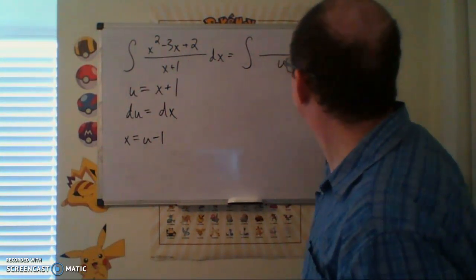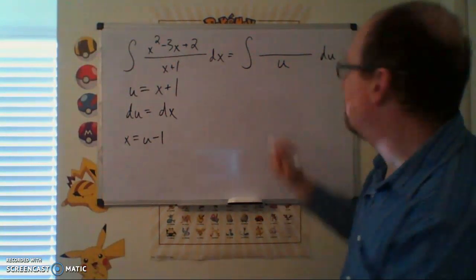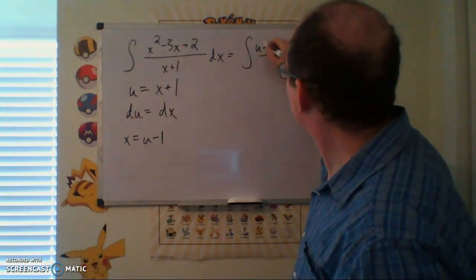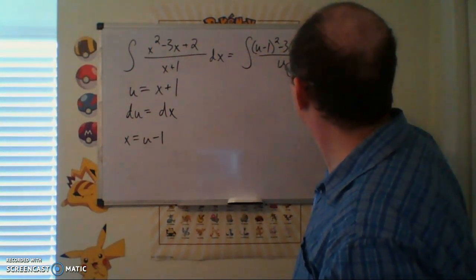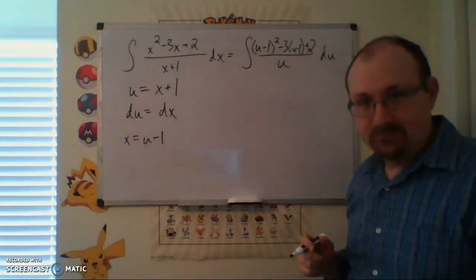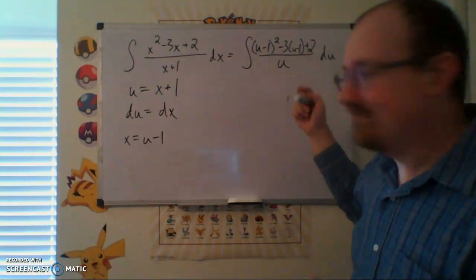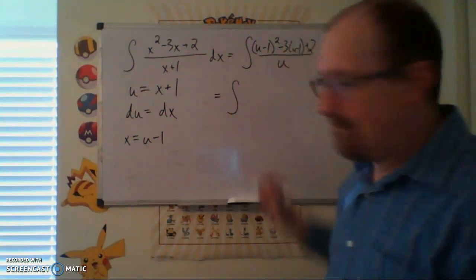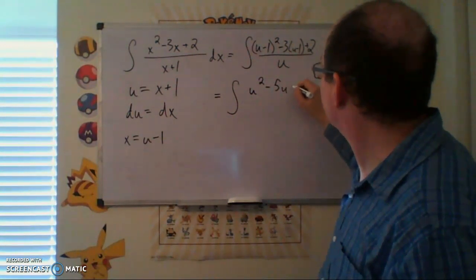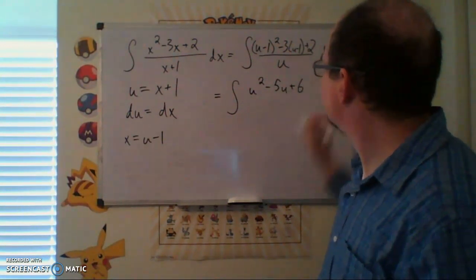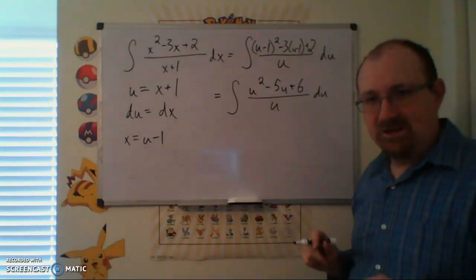Now that turns this thing, so the u and the du are already anchored in place, into u minus 1 squared minus 3 times u minus 1 plus 2. All right, so we've got some algebra to do here. Sorry, there's not really a way around that. Once I pound out all the algebra, I get up top u squared minus 5u plus 6. Still have the u down below. Got my du right there.